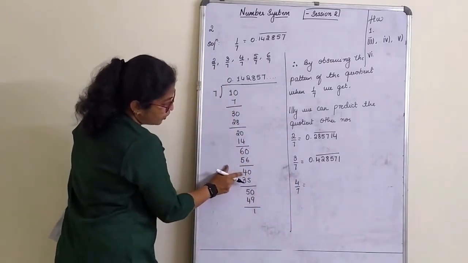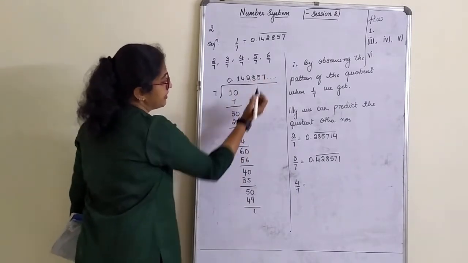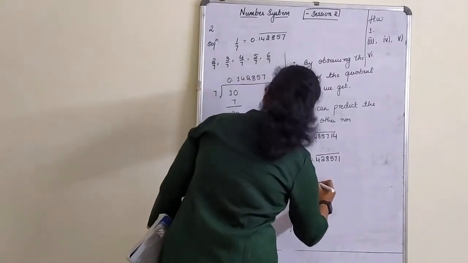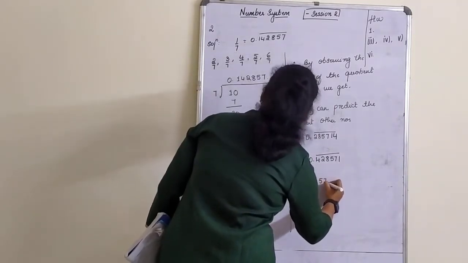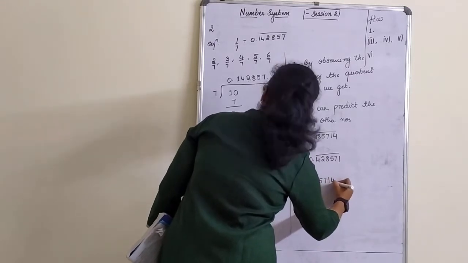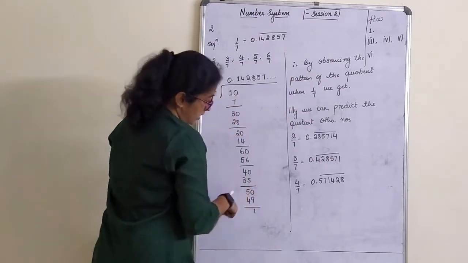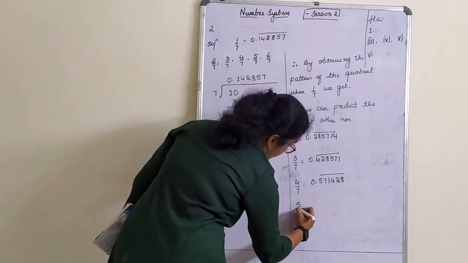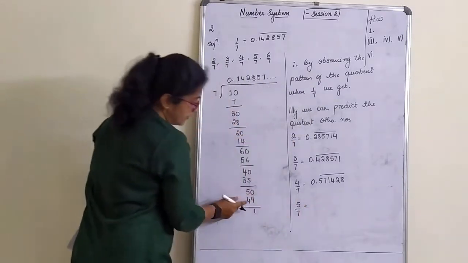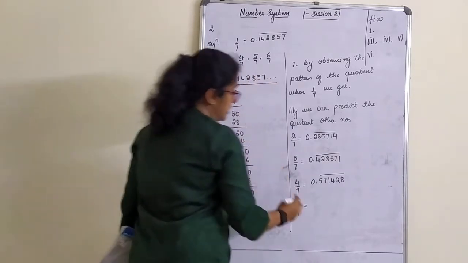Next number 4 by 7. 40. 40 is here. 7 fives are 35. So 0.571428 bar. Next number is 5 by 7, 50. 7 sevens are 49.